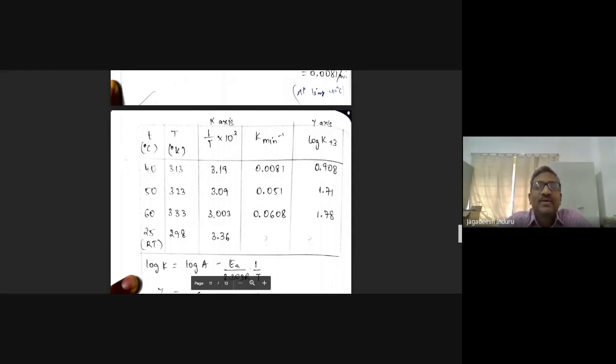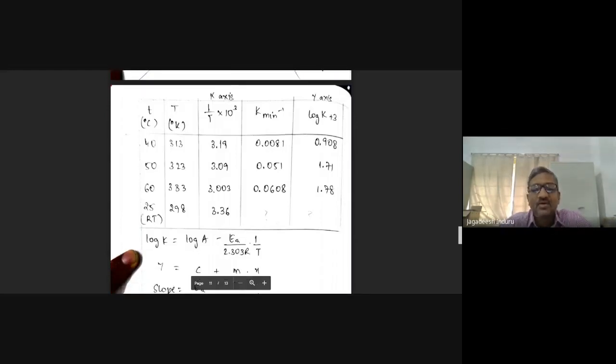Now you have got the k value and the t value, so you plot it. When you plot it, you are going to have the equation like this: log k is equal to log A minus Ea by 2.303 R times 1 by T. It appears as y is equal to mx plus c. In that, the slope m is Ea by 2.303 R, and the slope which you have got is minus 4.79.